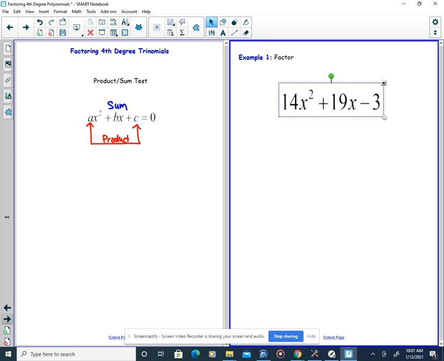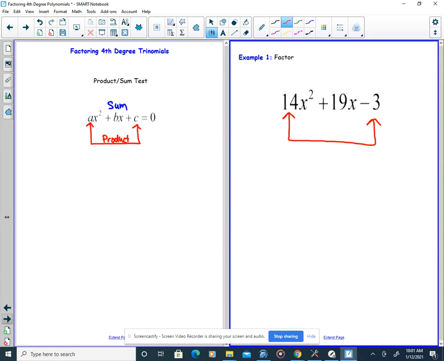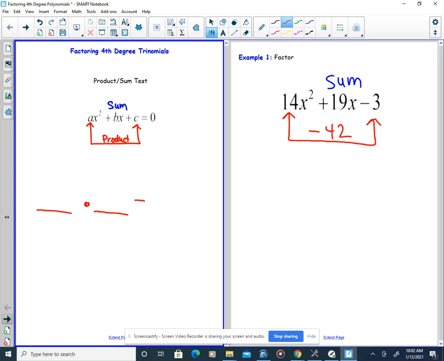So I want to take 14 and multiply it by -3. I'm going to call that our product. So 14 times -3 gives me -42. My middle number is my sum. So I want to ask myself, are there two numbers that I can multiply together to get -42 and at the same time add those same two numbers together to get 19?